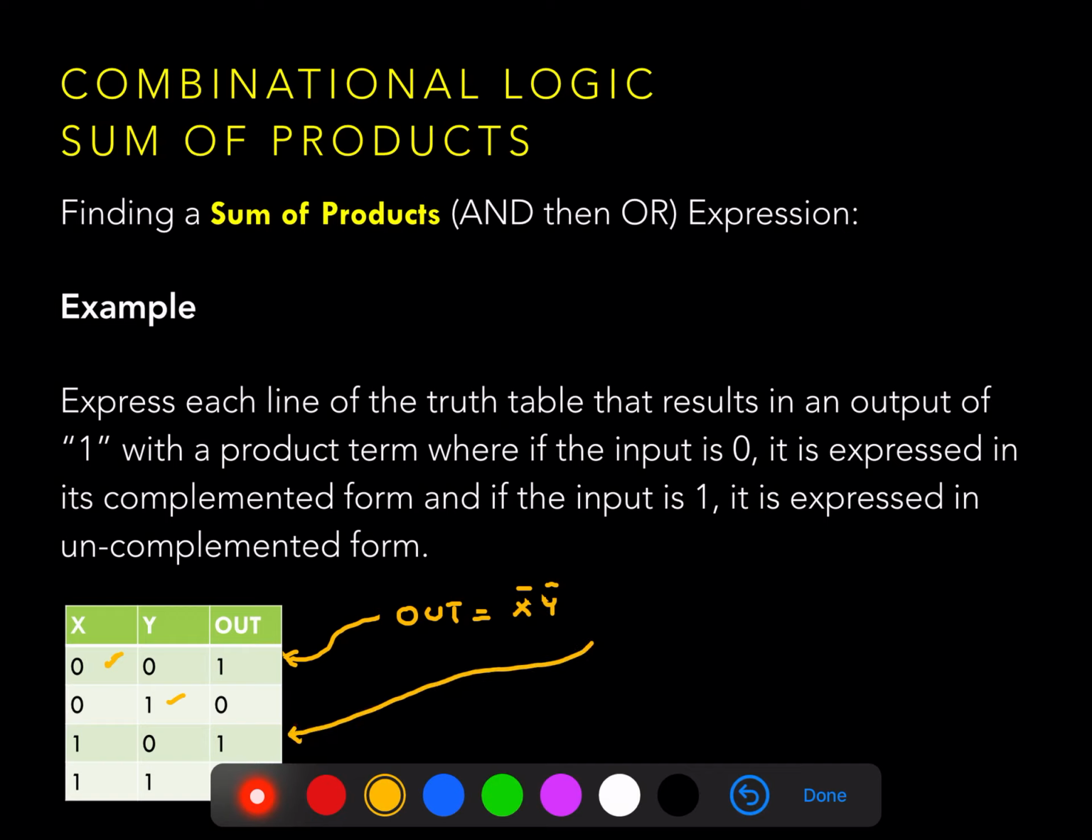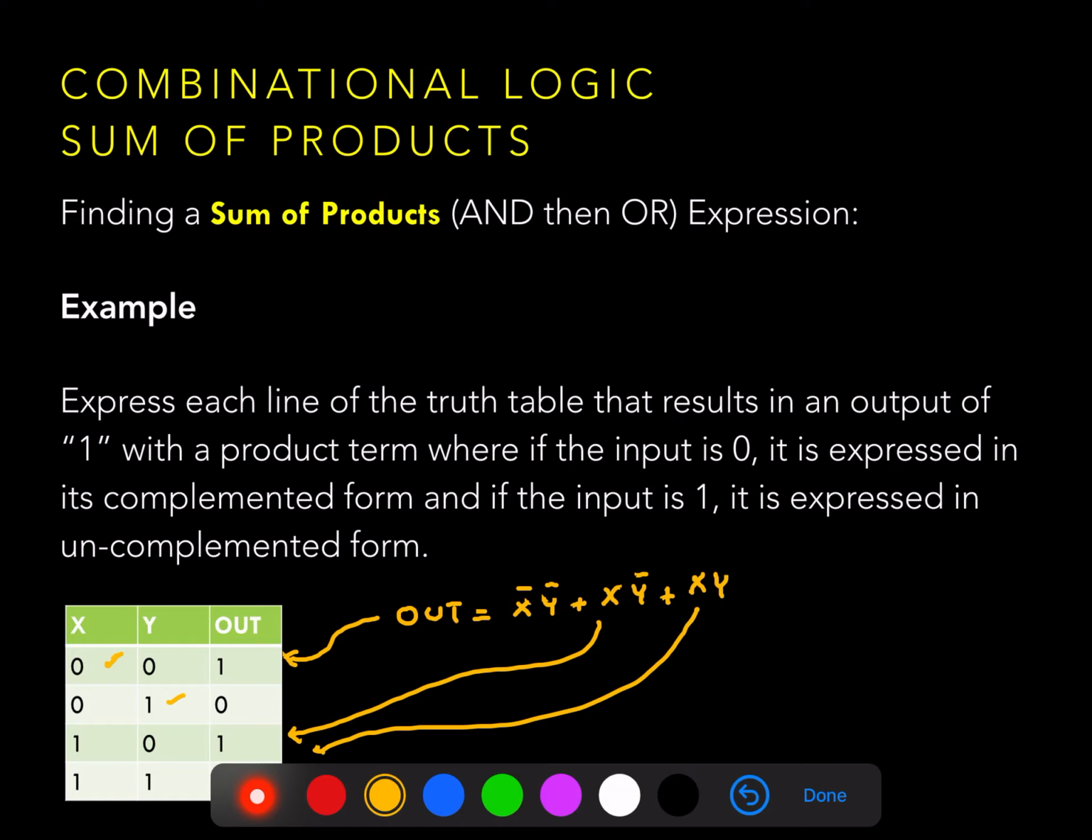The next term in the truth table that produces a 1, x is 1 and y is 0, so we'll express that as x and y0. And finally, the last line in the truth table that produces a 1, the fourth line, x is equal to 1 and y is equal to 1. So the term that represents that in our sum of products expression will simply be xy.